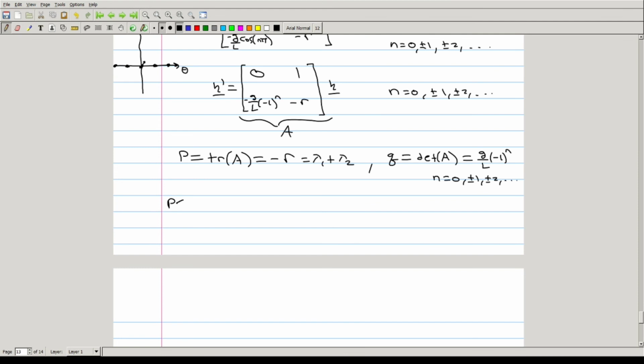And so we have that P is always less than 0, and Q is greater than 0 if n is even. We have that P is less than 0 and Q is less than 0 if n is odd.